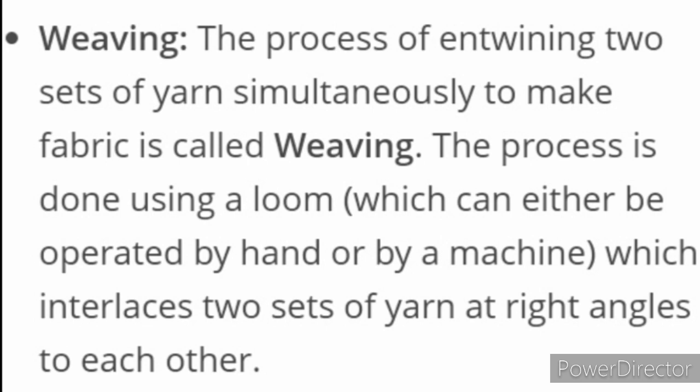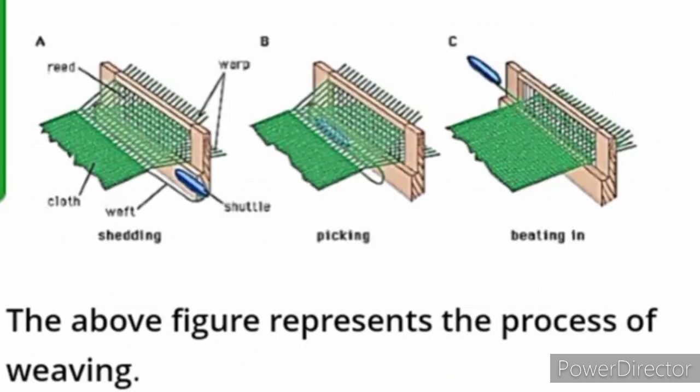So in a weaving process, two sets of yarn are entwined simultaneously to make fabric. A figure represents the process of weaving, in which two sets of yarns are arranged together to make a fabric.